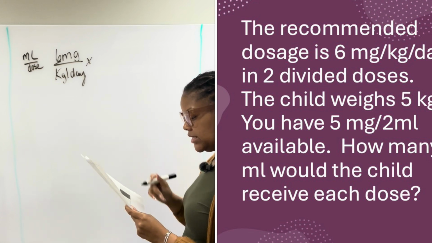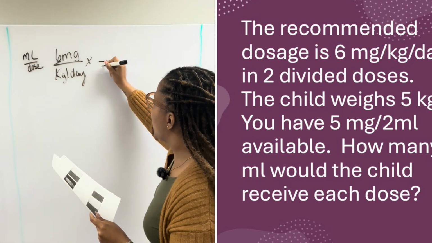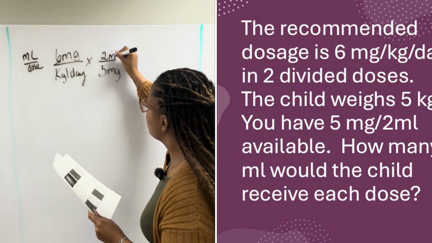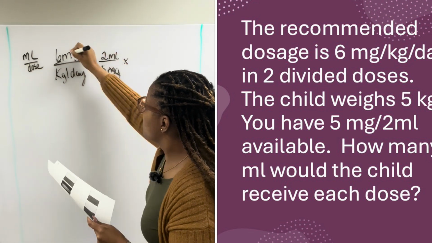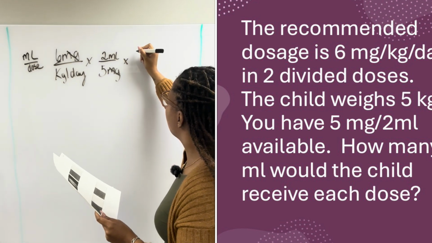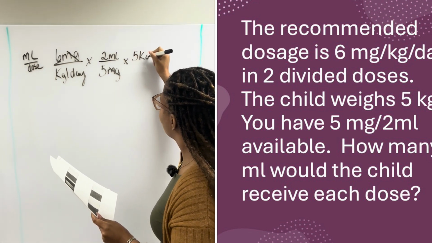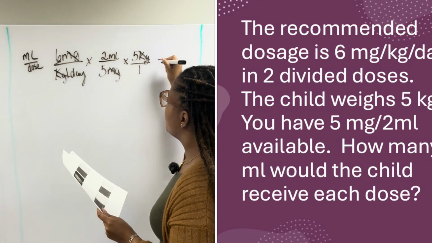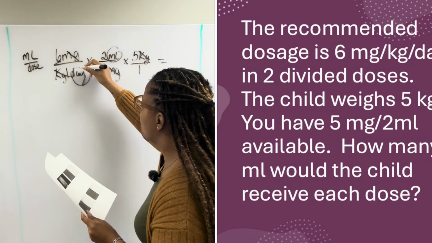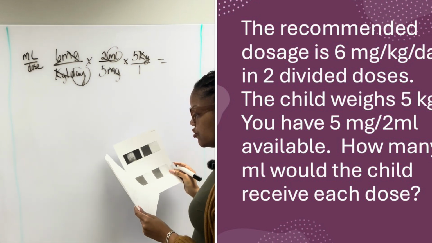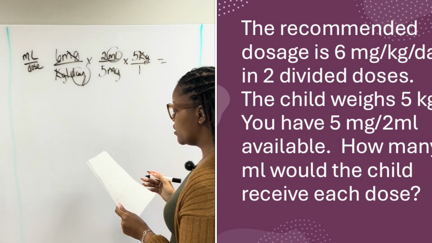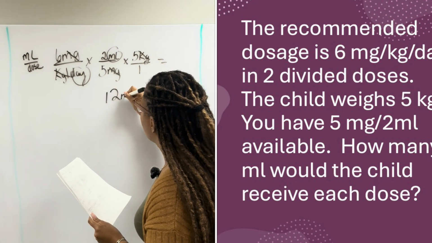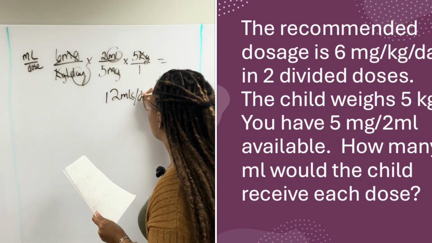So we know that mgs has to cancel out. So there is 5 mgs in 2 mLs. So mgs cancel out, mgs cancel out. The child weighs 5 kgs. You put that over 1. So kgs then cancel out. And then we're left with mLs per day. So we're going to multiply straight across. And then we're going to divide. So we should get 12 mLs per day.